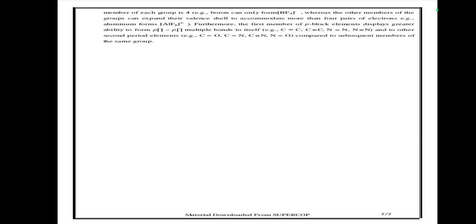Examples are carbon-carbon double bond, carbon-carbon triple bond, and nitrogen-nitrogen double bond, and with other second period elements: carbon-oxygen double bond, carbon-nitrogen double bond, and nitrogen-oxygen double bond, compared to subsequent members of the same group.